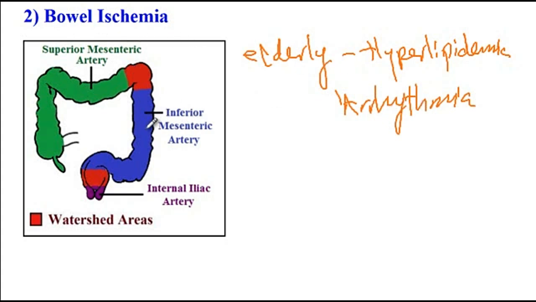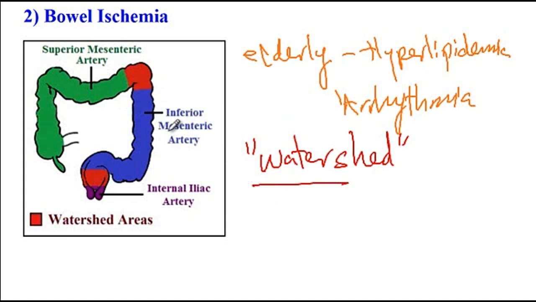The part that is most commonly affected is the watershed areas, which are areas of bowel supplied by two main arteries. For instance, the splenic flexure that is shown here is supplied by both the superior mesenteric artery as well as the inferior mesenteric artery. Likewise, the rectosigmoid junction is supplied by the internal iliac artery and the inferior mesenteric artery. These watershed areas have limited collateral blood flow, so once there is hypoperfusion of these arteries, these would be the sites that are affected first.